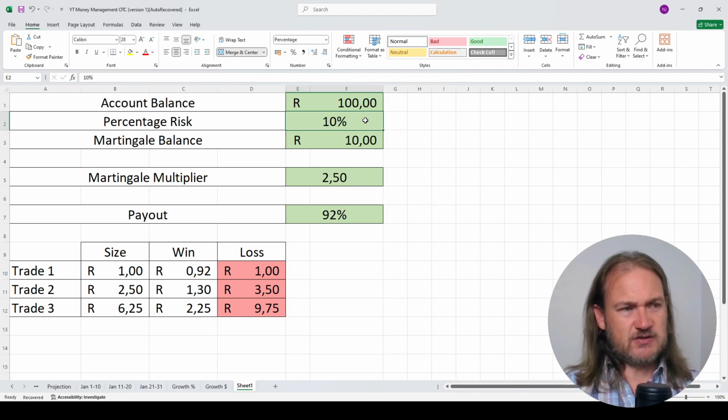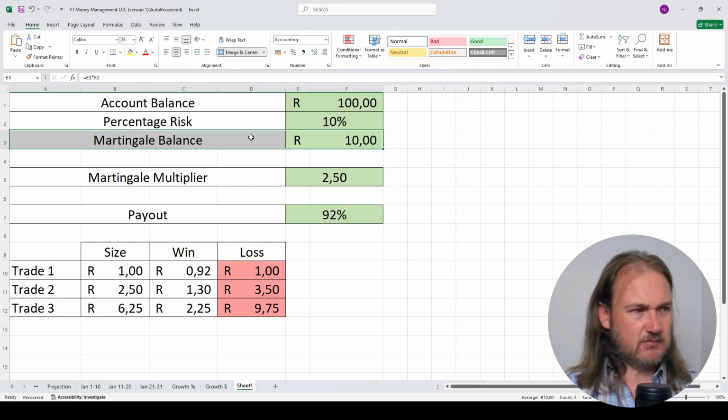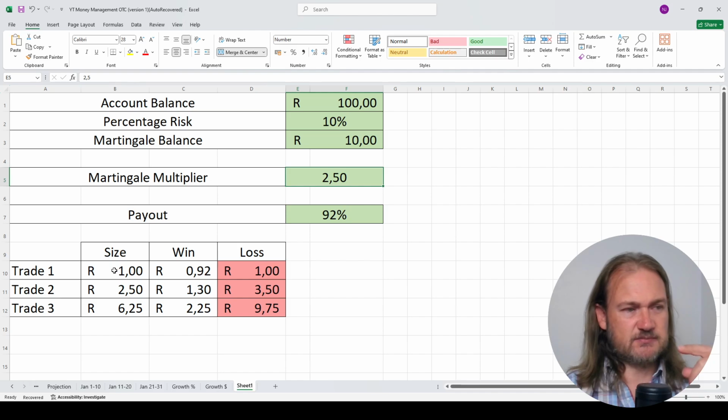But if we're doing 10%, your martingale balance, or starting balance, as I call it, will be 10% of your account. In this case, it's $10. And then for our first martingale size, we're going to use a multiplier of 2.5. So our first martingale size is going to be 10% of that, right? So in this case, it's $1. And every time we do a martingale trade, we're going to multiply by 2.5. So our first trade will be $1. If we lose it, it's going to be $2.50. If we lose that, it's going to be $6.50.